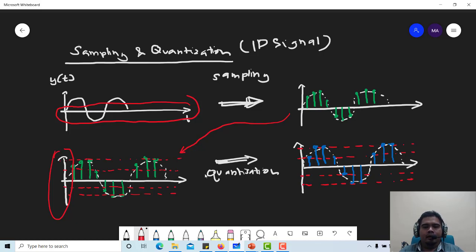Okay, now how does this one relate to your biomedical image processing? So what actually happens with sampling and quantization in a digital image, or in a two-dimensional image?